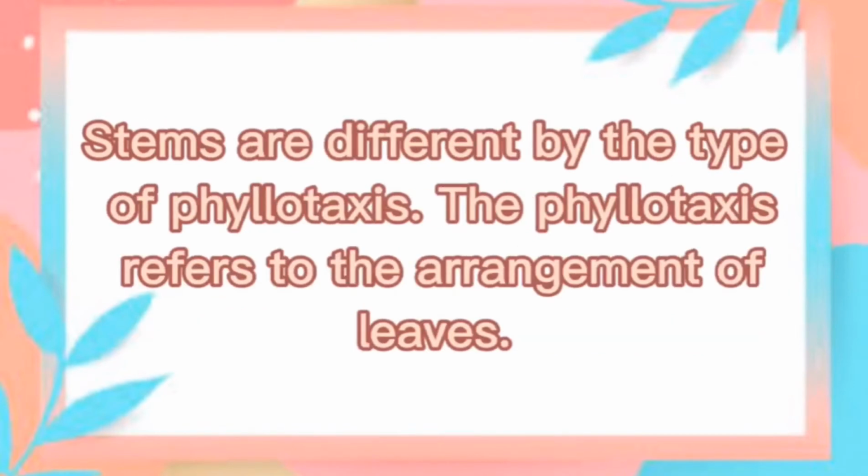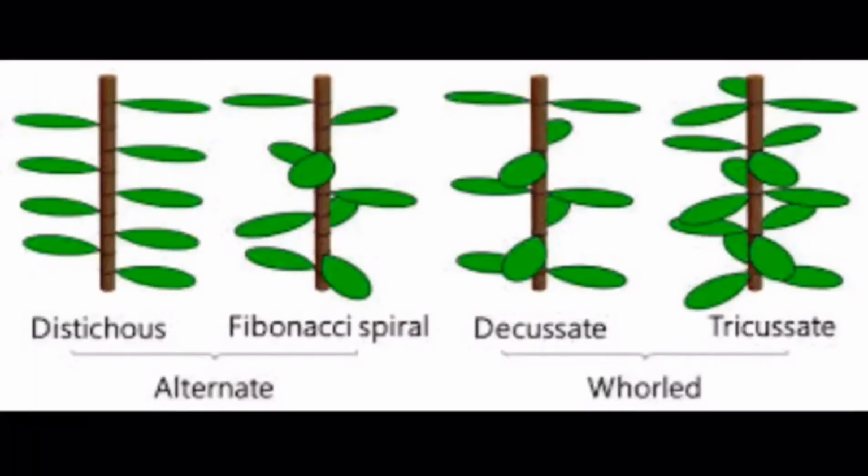Stems are different by the type of phyllotaxis. The phyllotaxis refers to the arrangement of leaves. This photo shows the difference of the types of arrangement, the alternate and whorled. In the alternate, there are two types, the distichous and Fibonacci spiral, while the whorled has decussate and tricuspid.